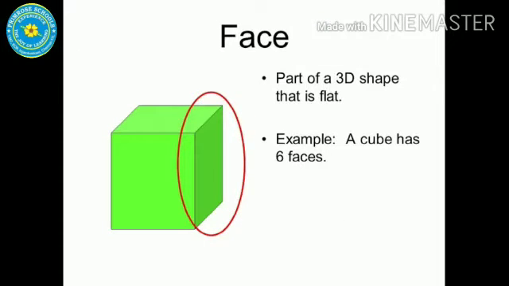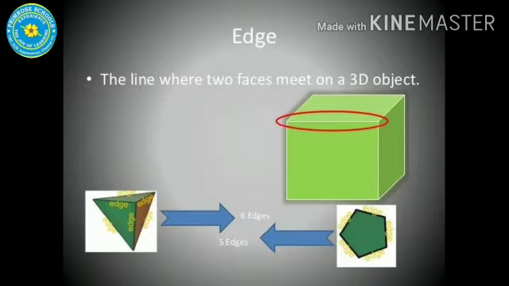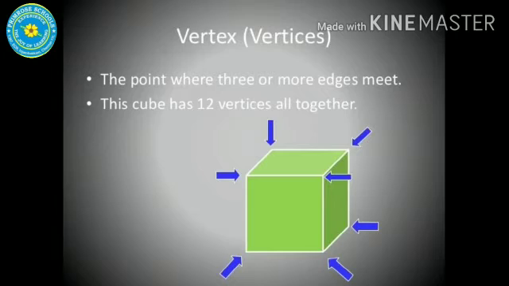Faces are the shape's surfaces. A face is a part of a 3D shape that is flat. An edge is a line where two faces meet on a 3D object. And a vertex is the point where three or more edges meet.